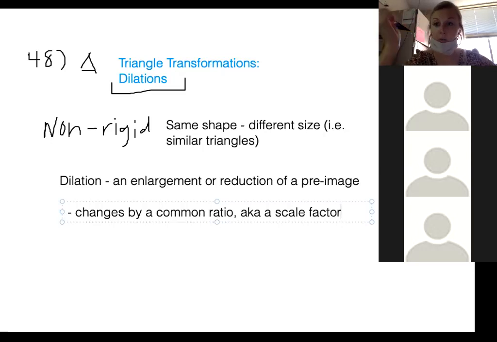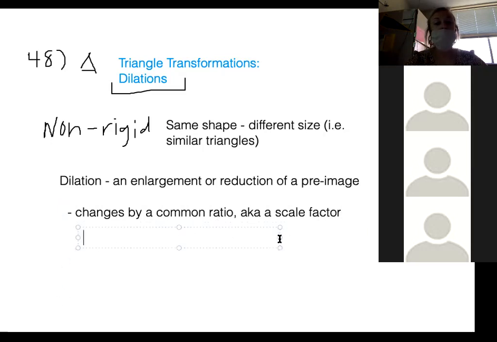Viti, where are you at, girl? You're supposed to be my vocab queen. She said, I'm not answering. I feel embarrassed. Changes by a common ratio or a scale factor, okay?